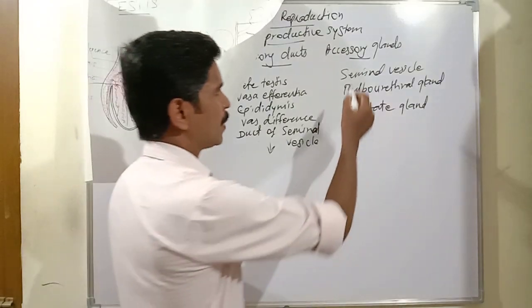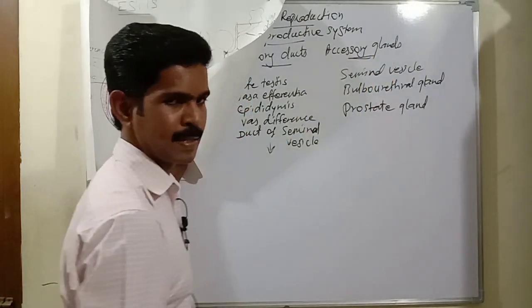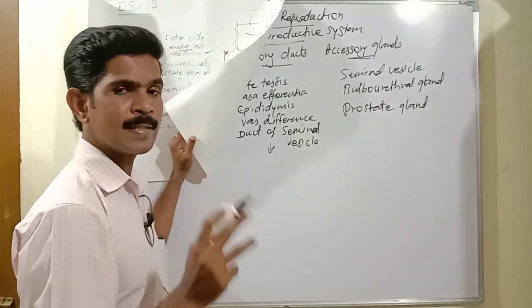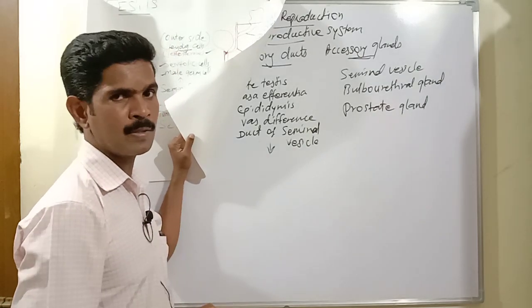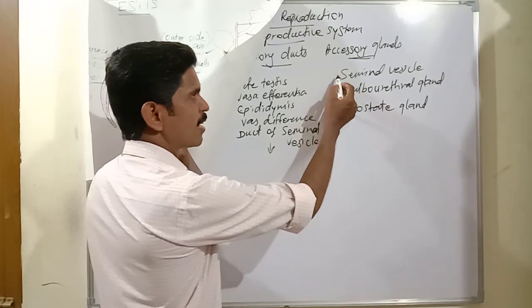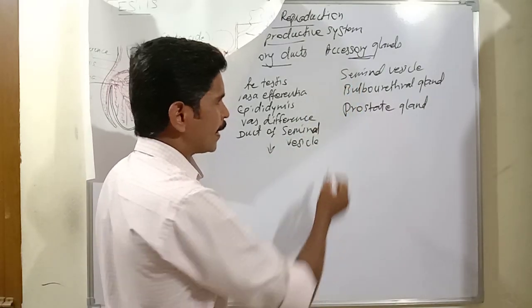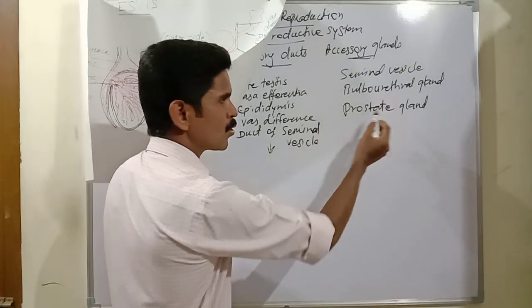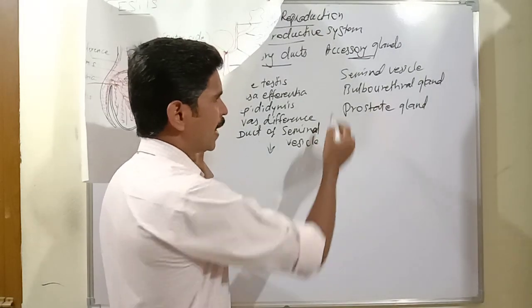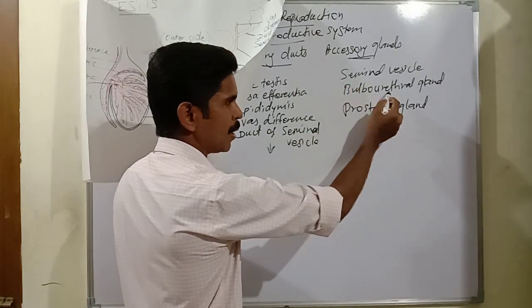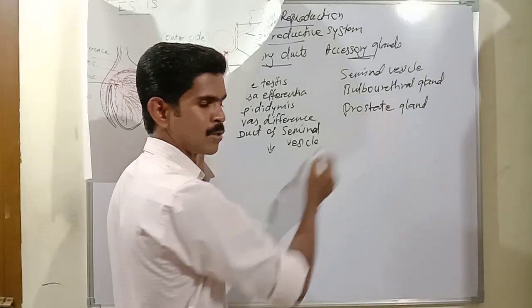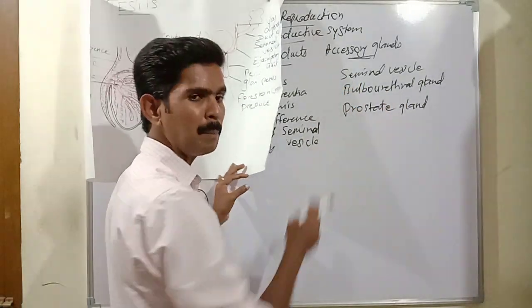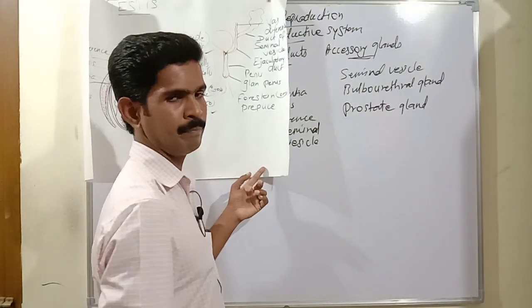Then next I will explain about the accessory glands. There are three types of accessory glands or sex glands present in the male reproductive system. That means a pair of seminal vesicles, a pair of bulbourethral glands, and a single prostate gland. So these are the glands present in the male reproductive system.